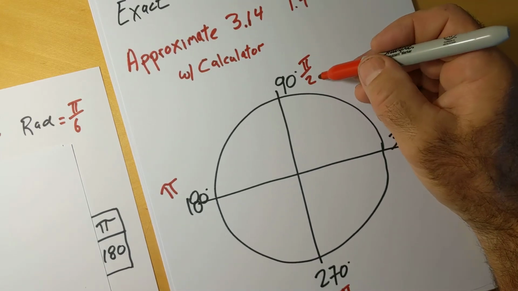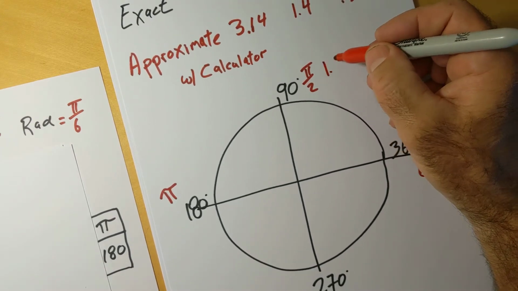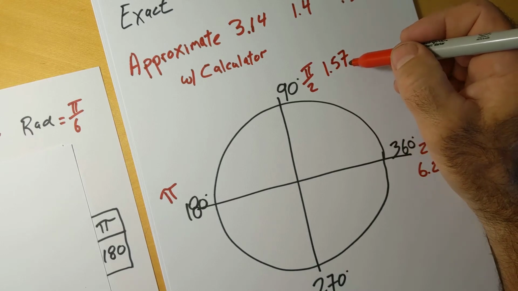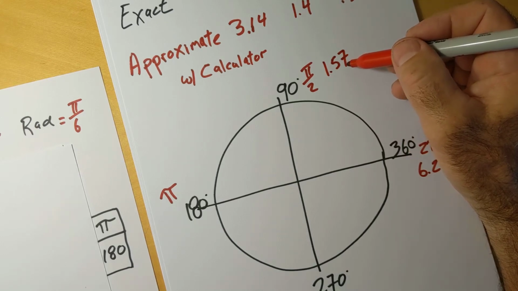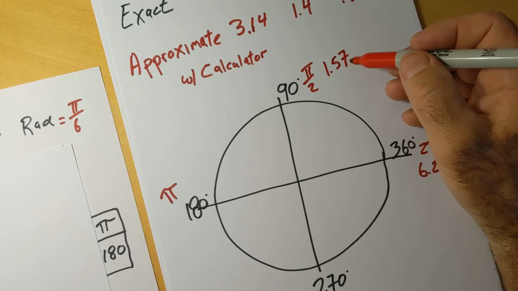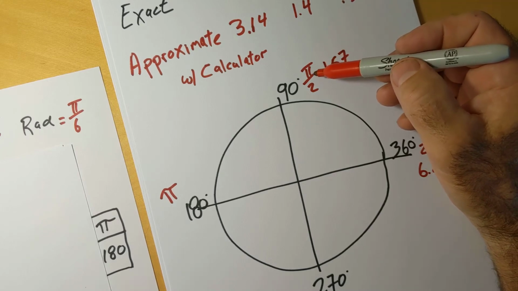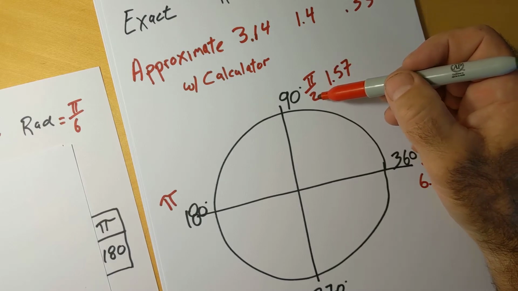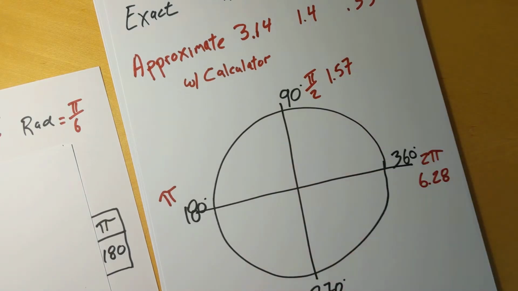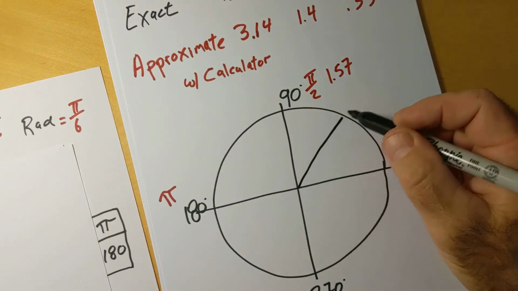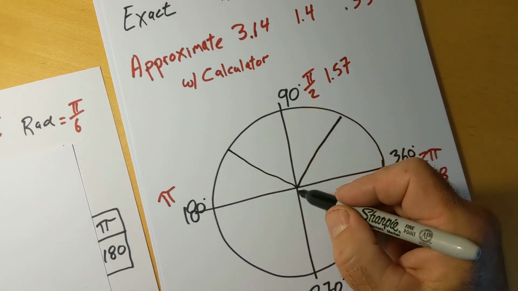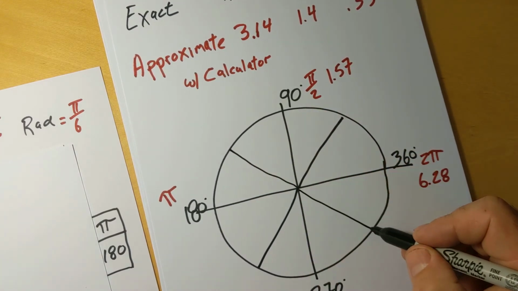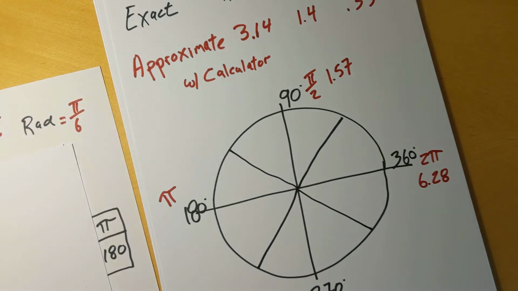So I could call this pi over 2 in radians or 1.57 radians, and that's my approximate value. And the way I got 1.57, I just used my calculator and took pi 3.14 and divided it by 2. Usually in most trig courses you should know the 30, 60, 90 triangles and their reference angles, and also the 45s. And maybe I'll do another video on that, but I'll just touch on it here.